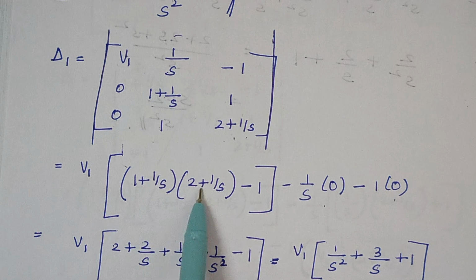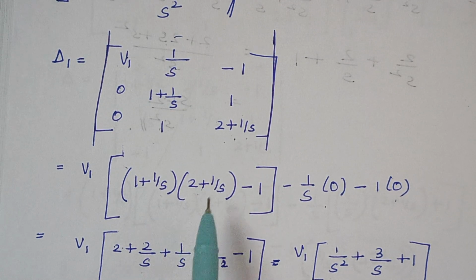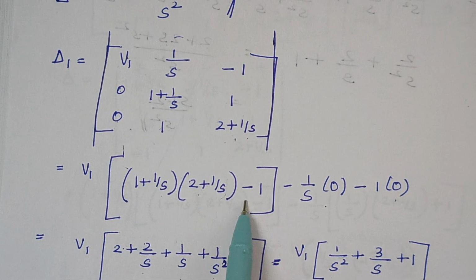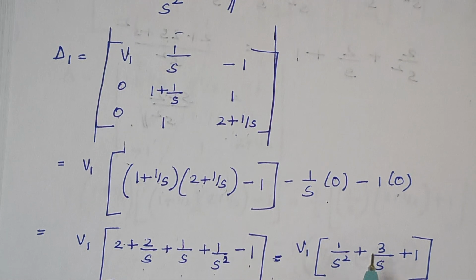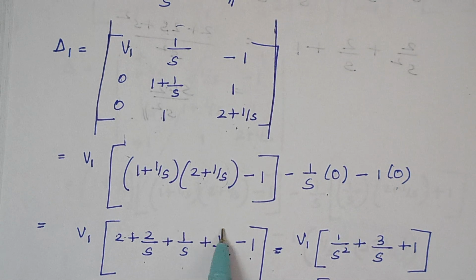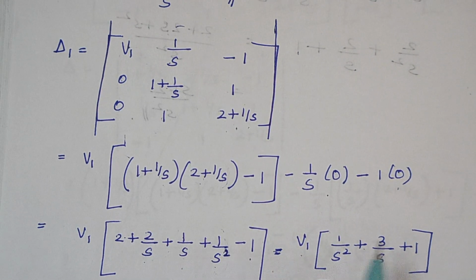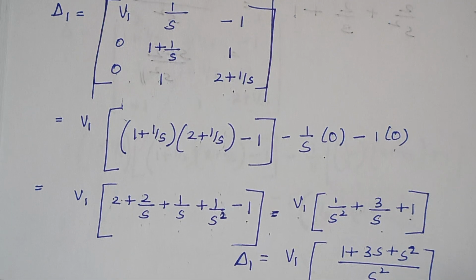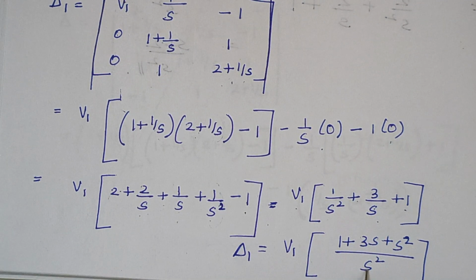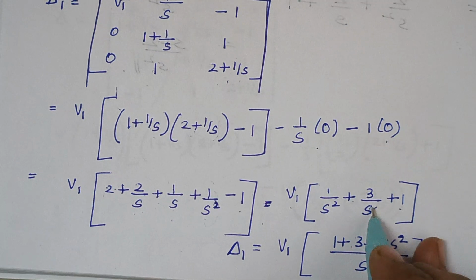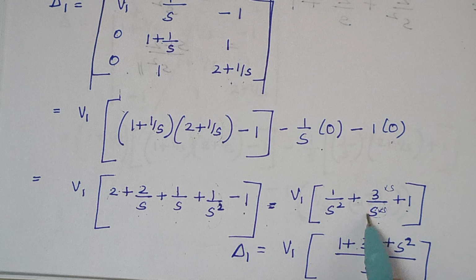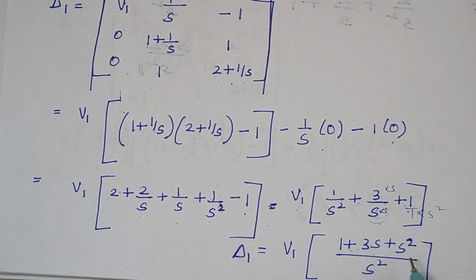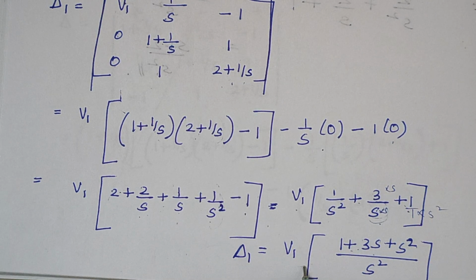So again when you multiply 1 into 2, 2, and 1 by s into 2, 2 by s. And when you multiply 1 by s, 1 into 1 by s, 1 by s, and 1 by s into 1 by s, 1 by s square, this minus 1. So here when you simplify, we will be getting V1 into 1 by s square plus 2 by s plus 1 by s, 3 by s, and 2 minus 1 gives you 1. And again when you take LCM, here the denominator is s square. So 1 plus, here we are going to multiply by s, because we have to make the denominator as s square. So 1 plus 3s, and here you have to multiply it by s square. So (1 plus 3s plus s square) by s square is your V1.